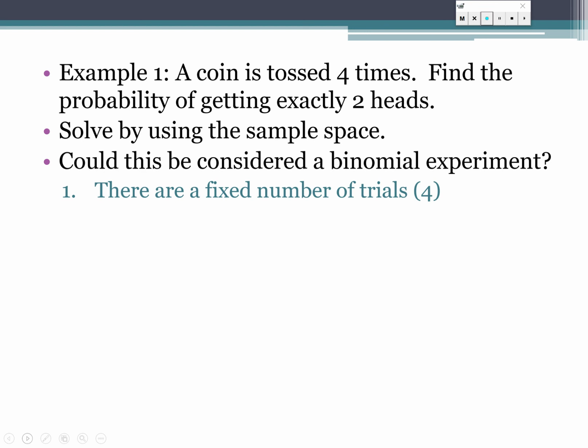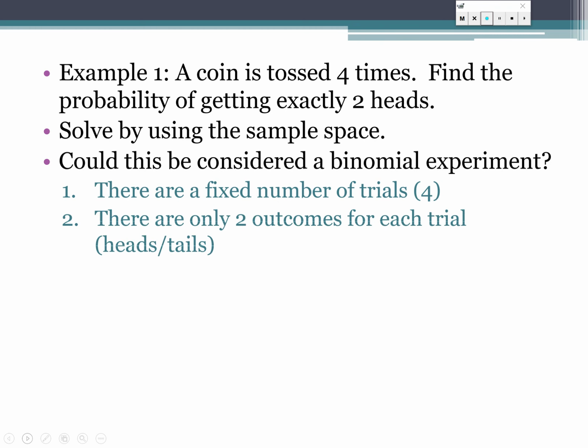So let's look at condition 1. Are there a fixed number of trials? Yep, we said we're going to toss the coin 4 times. That's fixed. It's set in stone. Second condition was, are there only 2 outcomes for each trial? There are, either heads or tails. There's nothing else I could possibly get when I flip a coin. So we have 2 outcomes.